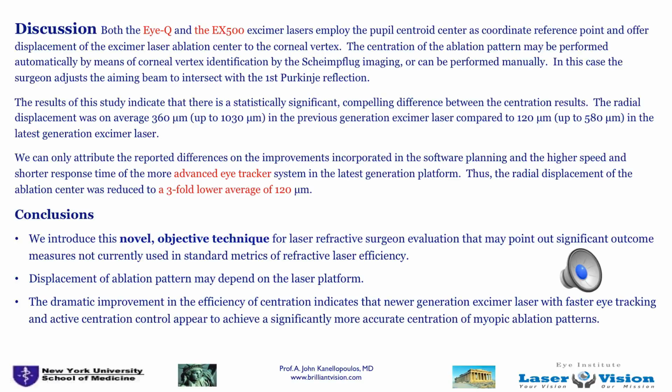The results of the study indicate that the EX500 laser in Group B was extremely better in centering the ablation than the previous model, the IQ 400 laser. And we can only attribute these differences to improvements incorporated in software planning and a higher speed and shorter response time that the tracker has in the second laser, and maybe partly to the fact that the second laser is faster, and less possible deviation from the patient within the same number of dioptric corrections is expected.